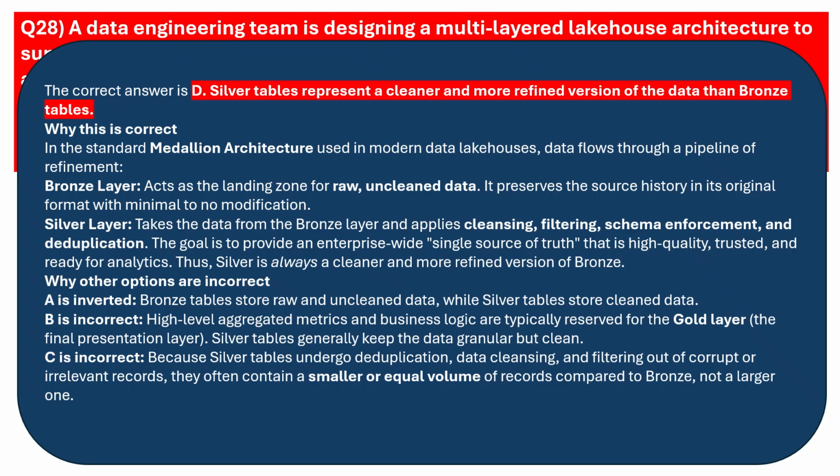B is incorrect. High-level aggregated metrics and business logic are typically reserved for the gold layer, the final presentation layer. Silver tables generally keep the data granular, but clean. C is incorrect. Because silver tables undergo deduplication, data cleansing, and filtering out corrupt or irrelevant records, they often contain a smaller or equal volume of records compared to bronze, not a larger one.